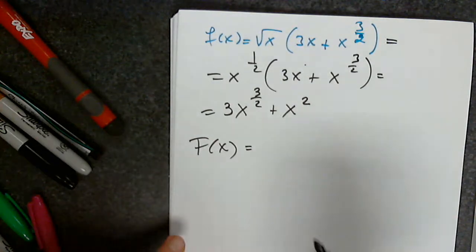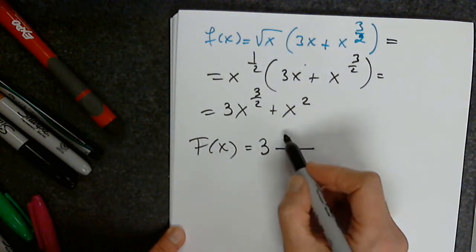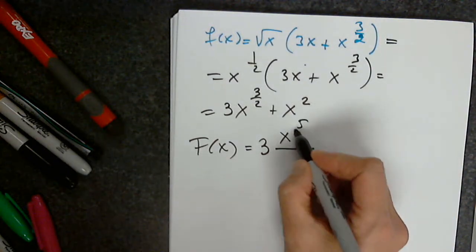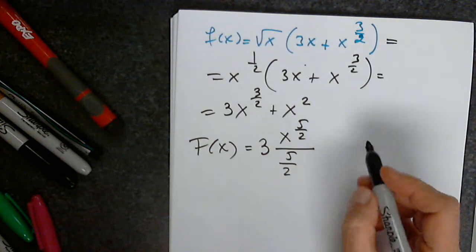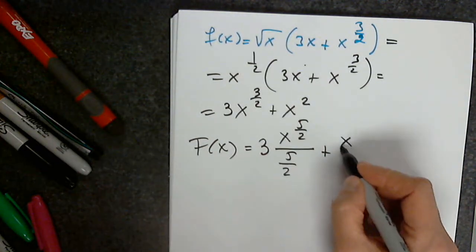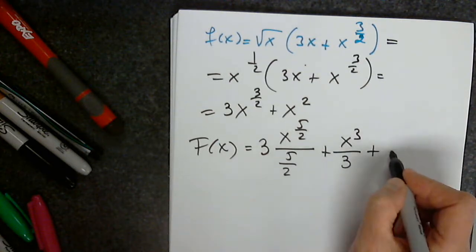So 3 stays outside, and then x to 3/2 plus 1, which is 5/2 over 5/2, plus x to the 3rd over 3 plus a constant c.